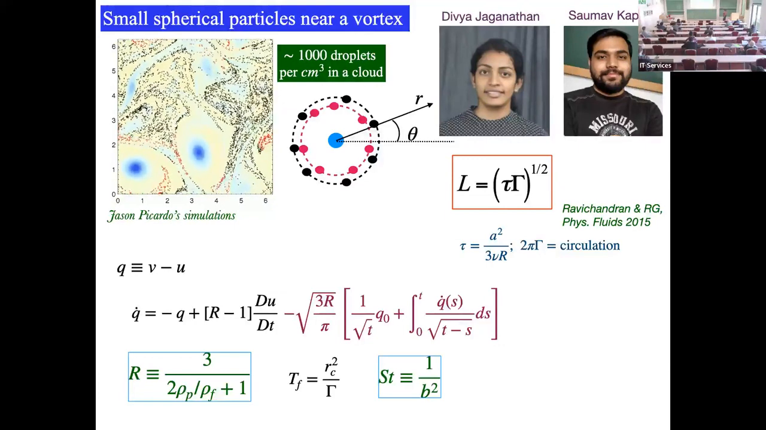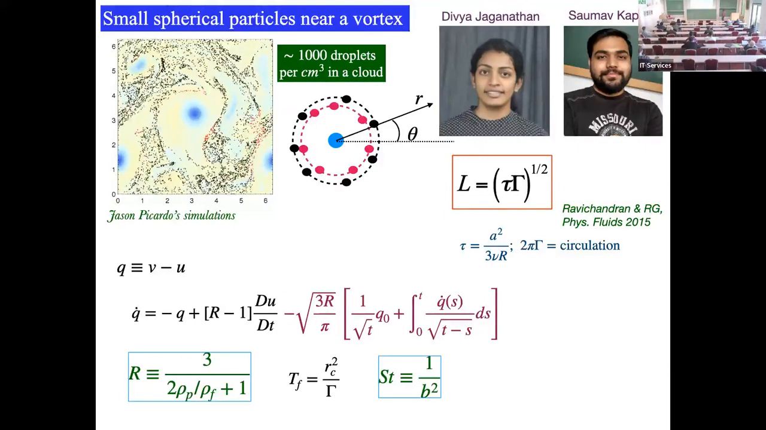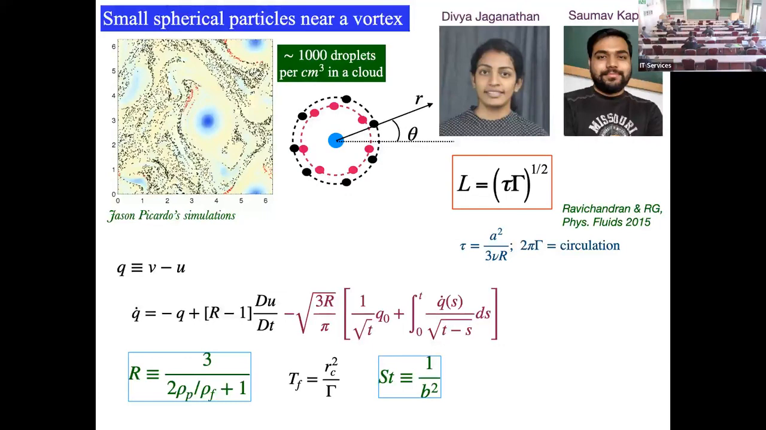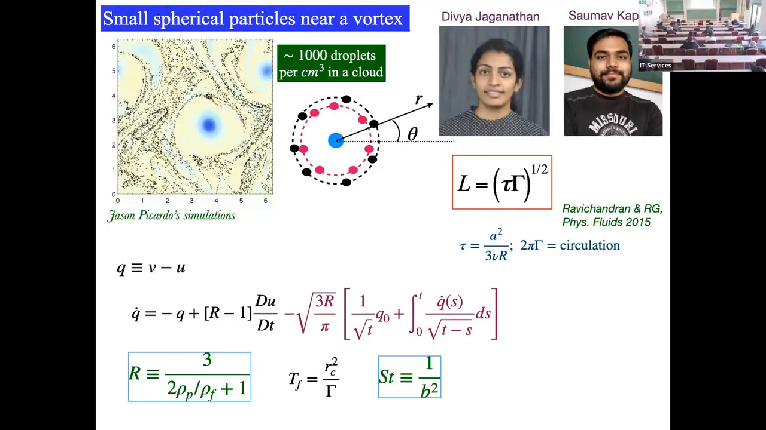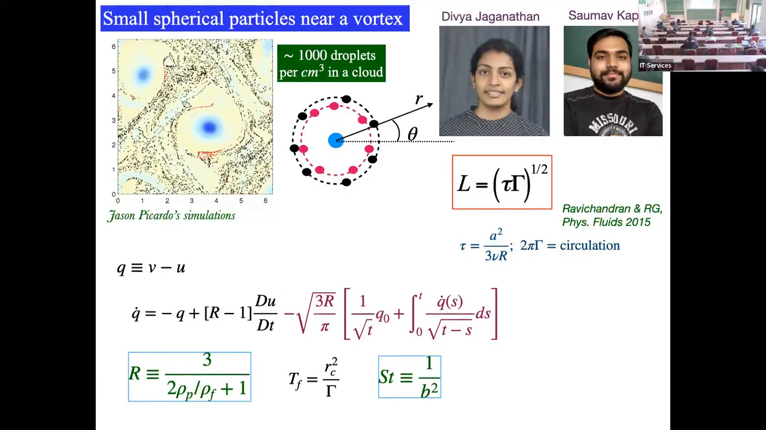So first I want to introduce you, and this is work being done by Divya and Saumya. It's not yet published. The thing I want to introduce first of all is this magic length scale, which we use for non-dimensionalizing everything. The magic length scale is created out of gamma, which is the circulation of the vortex, and tau, which is the response time of the particle. So there's a particle property and a vortex property. Both are connected to make this length scale.